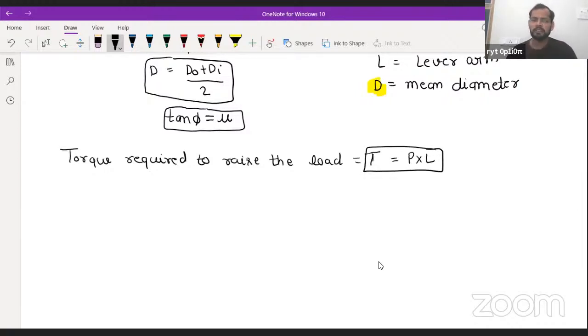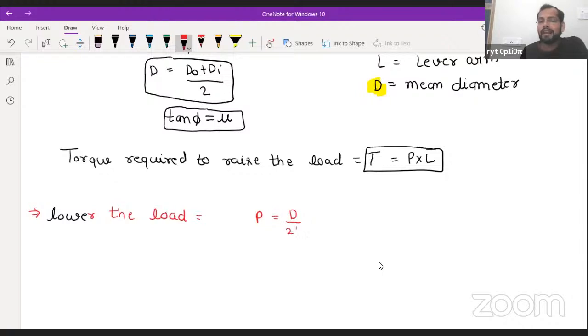Fine. Now see here, this is the torque required to raise the load. If we are interested to know the torque required to lower the load, the expression will be almost similar, only the difference will be D by 2L into W tan(phi minus alpha). Only the sign is different. This will be tan(phi minus alpha), whereas in the prior case it was tan(phi plus alpha).